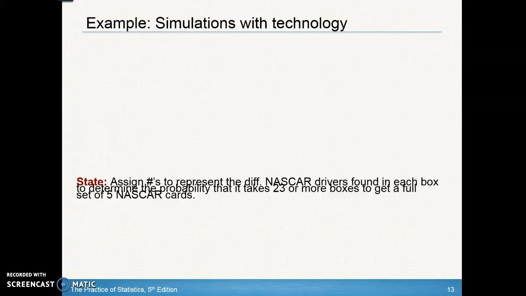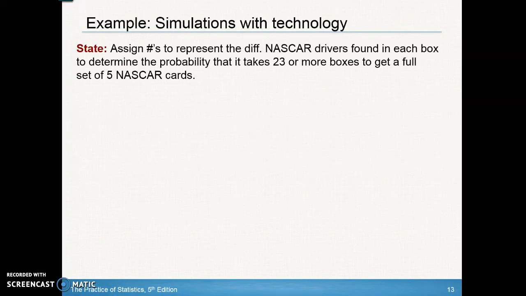All right, so the first thing you're going to want to do in the state portion is basically state what the question is asking you and how you're going to do that. So notice how the second part of this is just a rewording of the question. We are going to assign numbers to represent different NASCAR drivers found in each box in order to determine the probability that it takes 23 or more boxes to get a full set of 5 NASCAR cards.